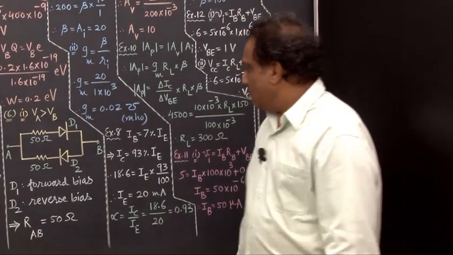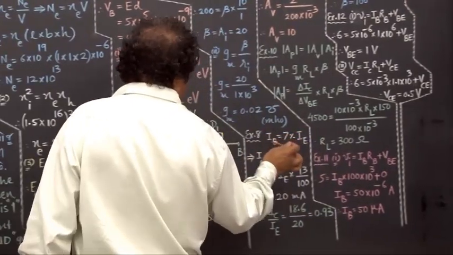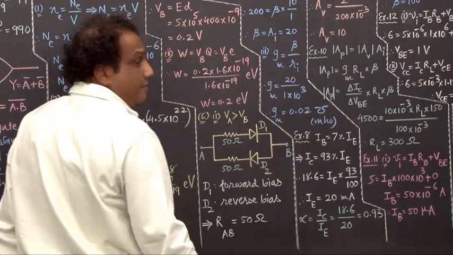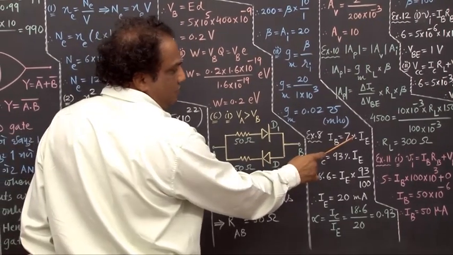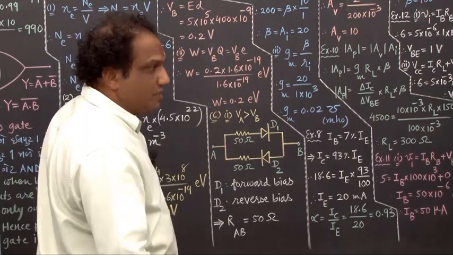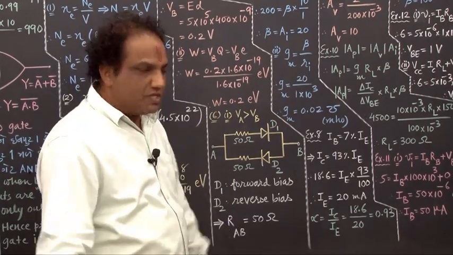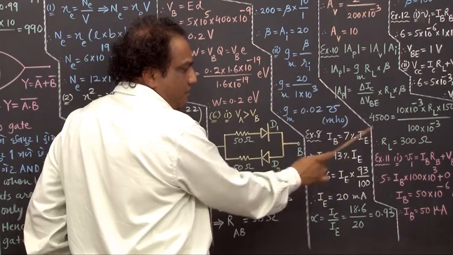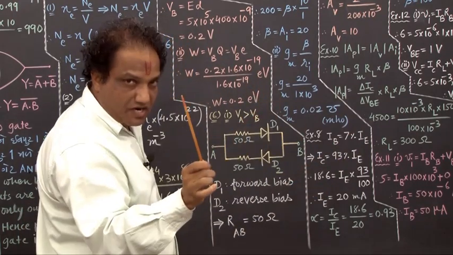Read it? Come on. Because base current is 7% of total current, that is emitter current. Base current is right now 7% of emitter current. Remaining current must be collector current because total has to be 100%. So 100 minus 7, that is 93% of total current must be in the form of collector current.